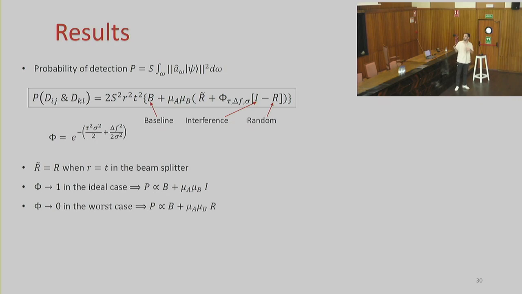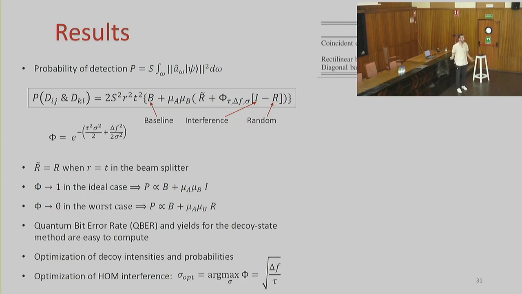So, in the ideal case, when you have the same frequencies and your pulses arrive at the same time at the beam splitter, your probability is proportional to the baseline term plus the interference term. And in the worst case scenario, where you don't have interference, you will get a probability proportional to the baseline term plus the random term. And for those of you interested in QKD, with this formula you could compute your quantum bit error rate and the yields and gains of the decoy state method that Victor mentioned.